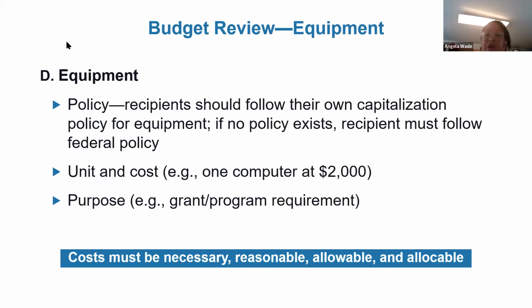So for the equipment category, before you start budgeting in equipment, you need to know what your organization's policy is for capitalizing equipment. And as always, if you don't have your own policy, you must follow the federal policy. So for equipment, you want to list out the equipment that you're purchasing by unit, or the cost, and how this equipment is going to support your particular grant program. So again, you should be following your own organization's policy for capitalizing equipment.